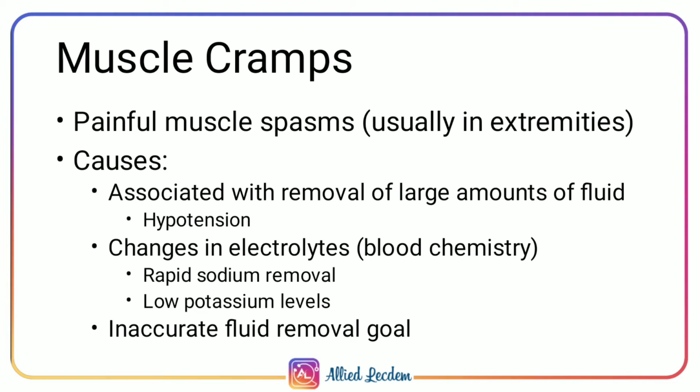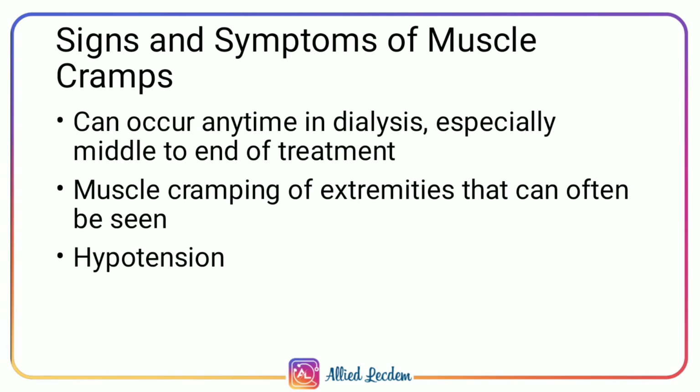Muscle cramps. Painful muscle spasms. The causes are associated with removal of large amount of fluid, hypotension, changes in electrolytes, inaccurate fluid removal goal. Signs and symptoms of muscle cramps can occur anytime in dialysis, especially middle to end of treatment. Muscle cramping of extremities can often be seen.